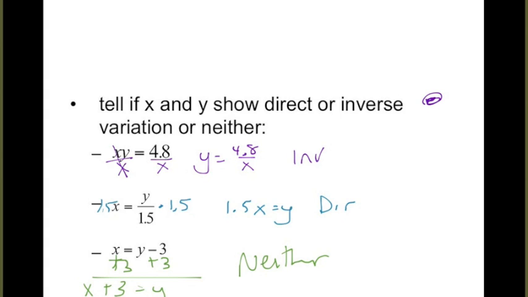I have another question for you, a little bit of a tricky one here. What do you think about y is equal to x over 3? Direct, inverse, or neither? Take note that I said this one's a little bit tricky, so be careful about your first guess.